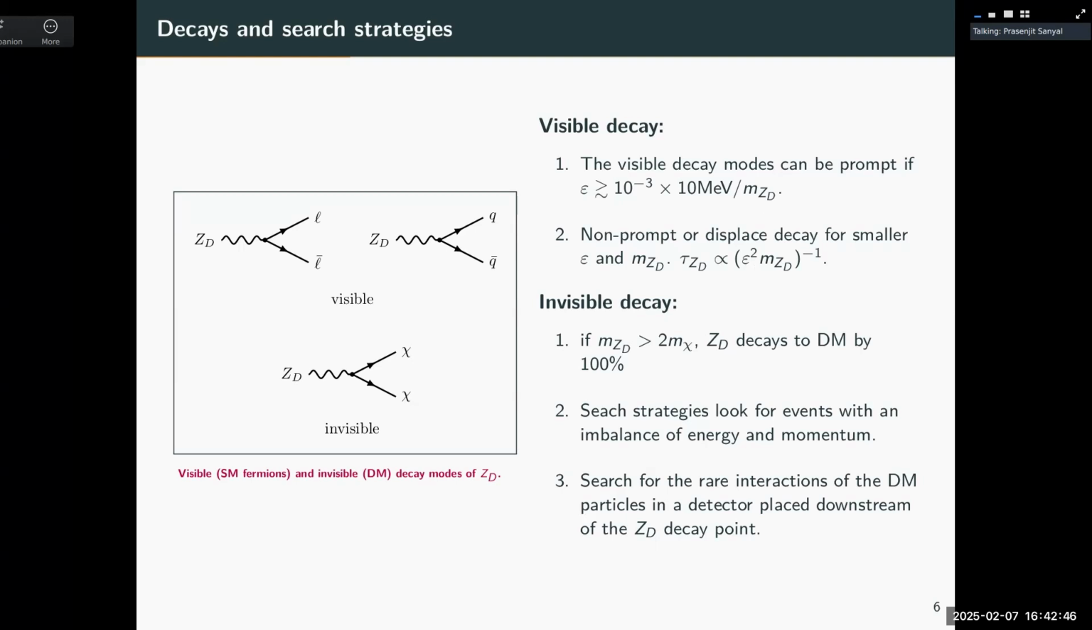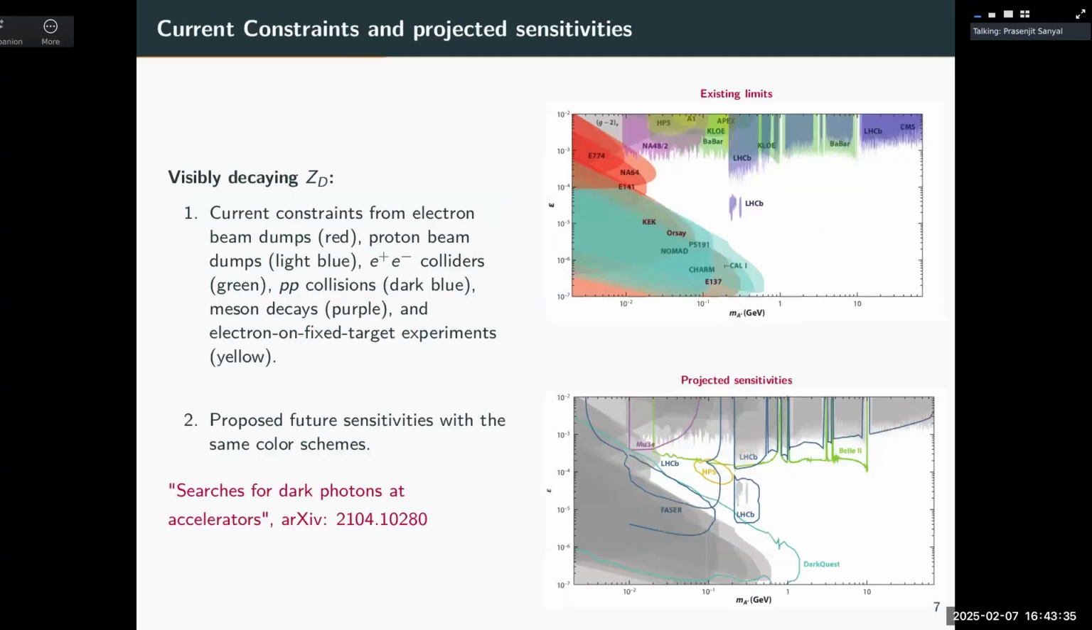Next, we can have the invisible decays of dark Z, when the mass of the dark matter is very low compared to the dark Z. Such strategies look for events with an imbalance of energy and momentum, because the dark matter coming from the dark Z just leaves the detector without any trace. And the third strategy is to search for the rare interactions of the dark matter particles in a detector placed downstream of the ZD decay point. So it's kind of like a direct detection of the dark matter in the accelerators. Okay, if there is any question, then kindly let me know.